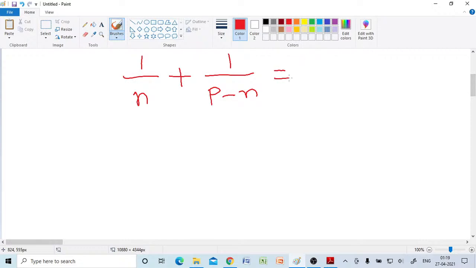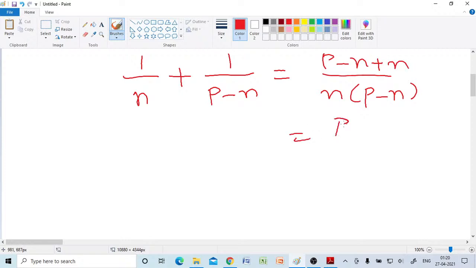So this thing is basically nothing but n plus p minus n, which is p, over n times p minus n, so p over n times p minus n. Okay, cool.